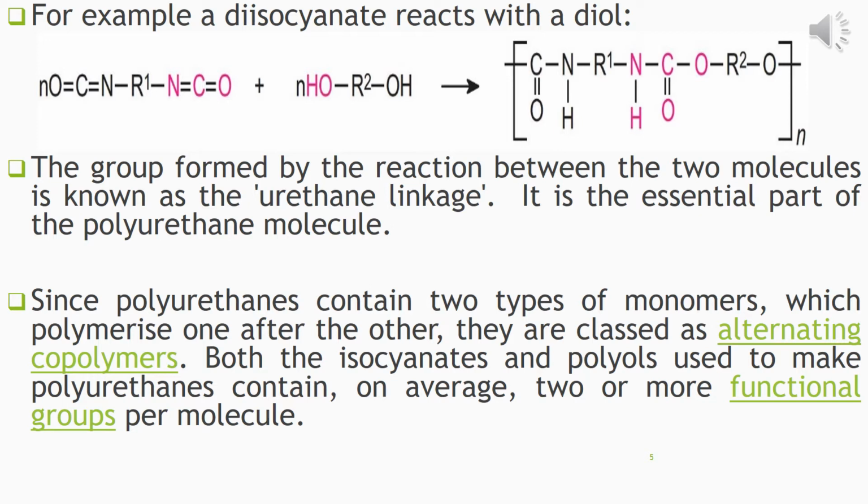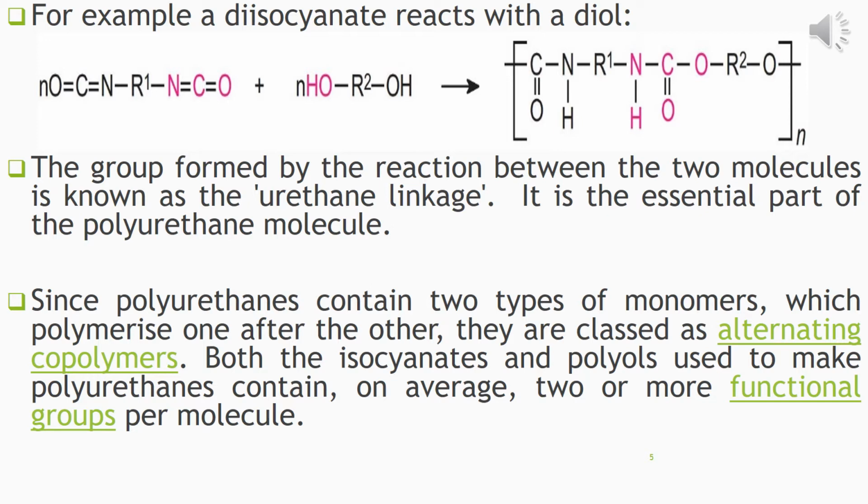Now, for example, here in the reaction given below, a diisocyanate is reacting with a diol. There is a diisocyanate shown on the left hand side, and diol is shown on the right hand side. The reactant on the left hand side is diisocyanate. It is having 2 isocyanate groups, and diol is having 2 hydroxyl groups, and any carbon chain is in between these.